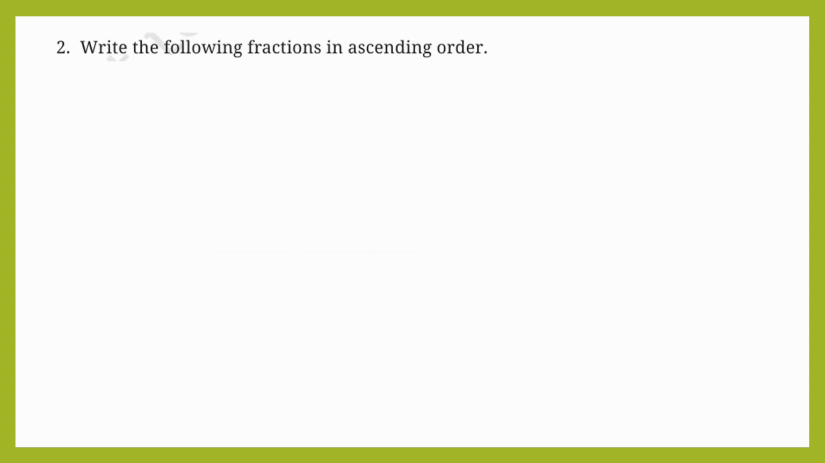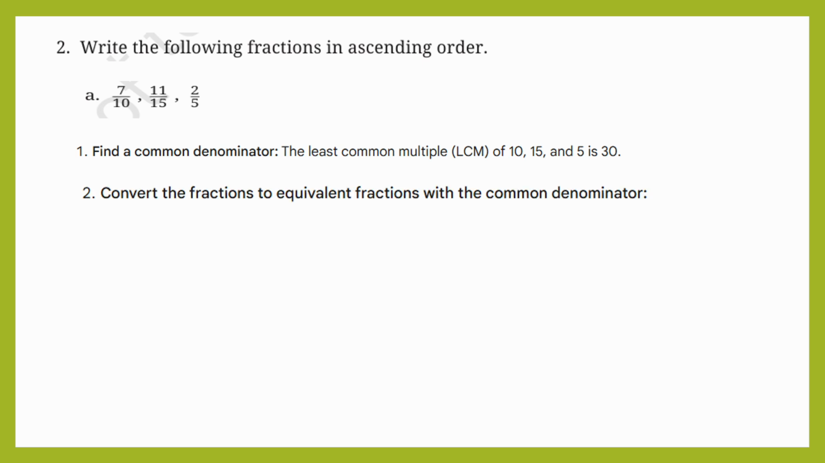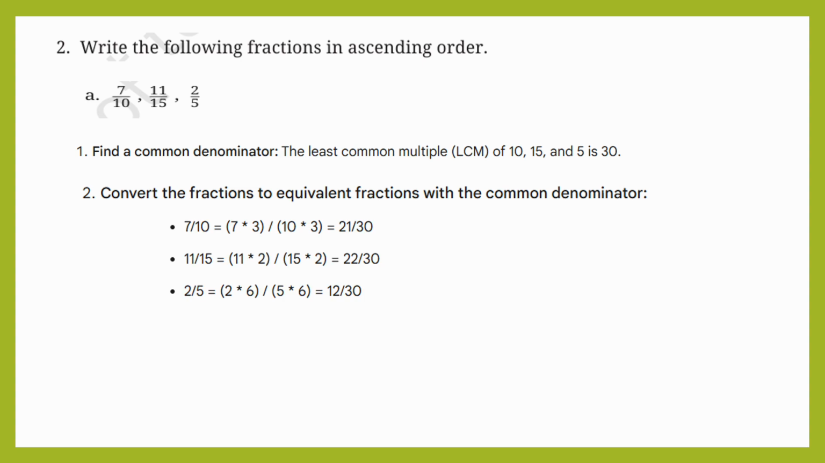Write the following fractions in ascending order. First one: 7 by 10, 11 by 15 and 2 by 5. So first we have to find a common denominator. The least common multiple of 10, 15 and 5 is 30. Then convert the fractions to equivalent fractions with the common denominator 30.